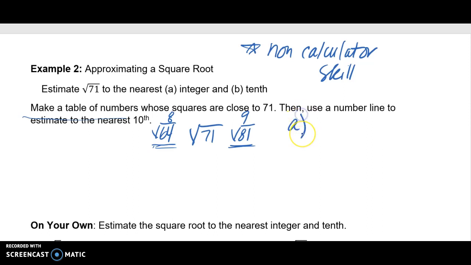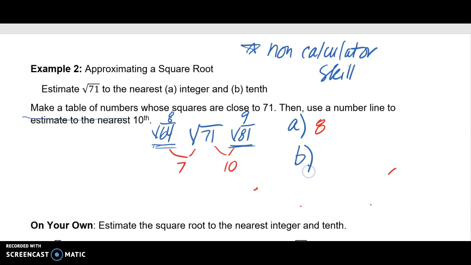So for question A, it wants to know to which integer it is closest. What I'm going to do is just look at the distance. Between 64 and 71, there are 7 units. Between 71 and 81, there are 10 units. So 7 is smaller than 10. Therefore, I know this is a little bit closer to the square root of 64, which is 8.